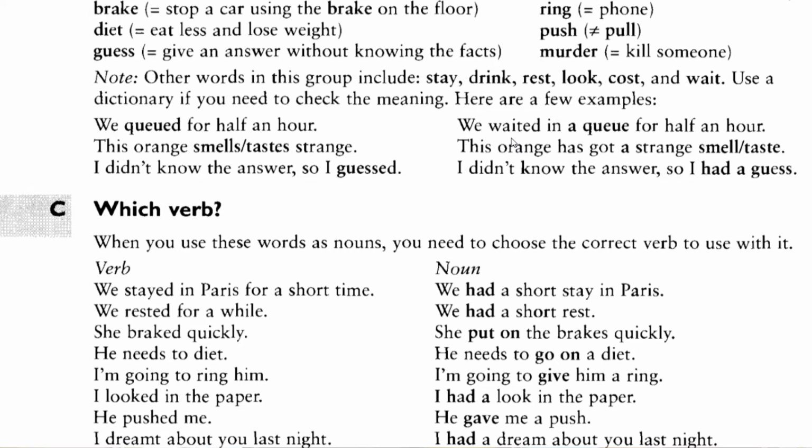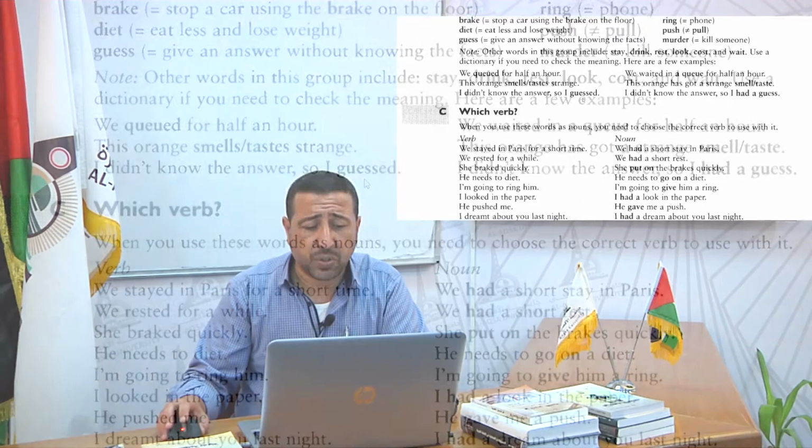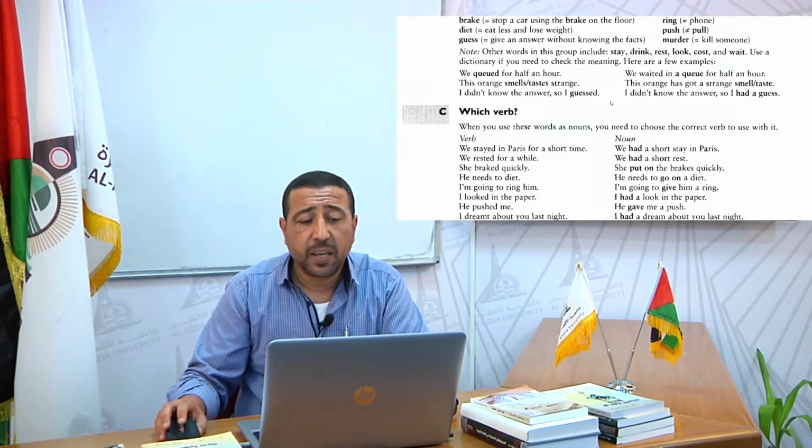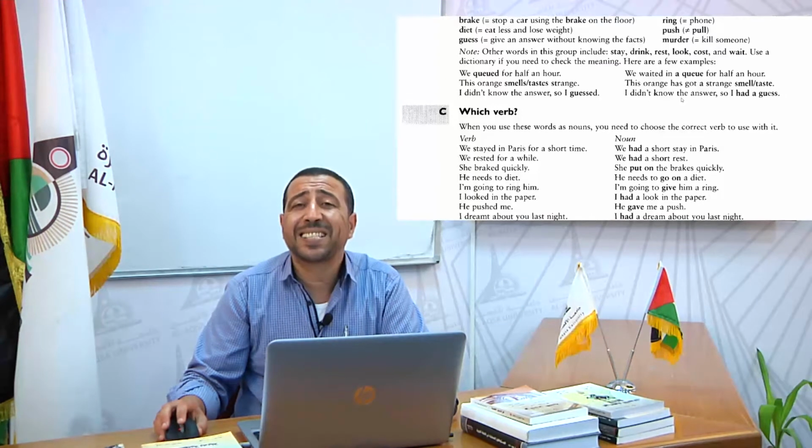I'm trying to focus on this piece of information. That is, when we use the word as a noun, we need to be very careful that we use another verb with this noun, an appropriate verb. So here I didn't know the answer, so I guessed. Guessed here is used as a verb.